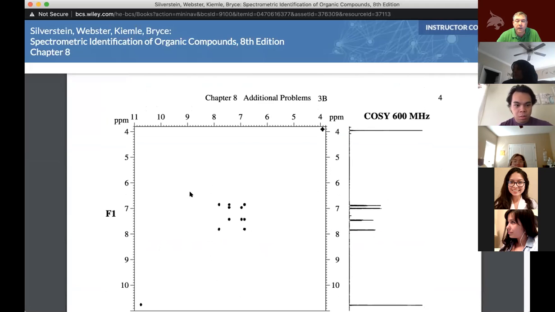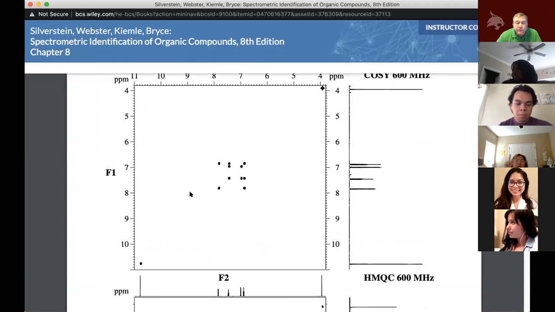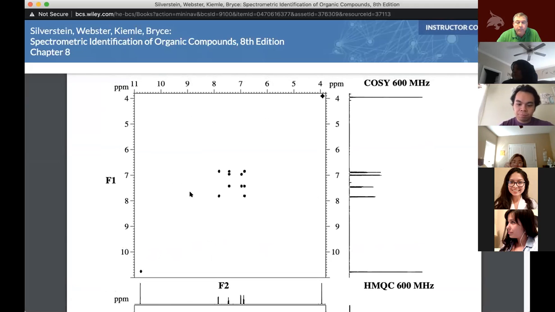Good. So let's see what we have. So we have a COSY NMR. So this is the hydrogen to itself. So first let's look at the two singlet groups right here. The one at 4 is not attached to anything else. So that's consistent with being a methoxy group. It's isolated by itself. This is consistent with being the carboxylic acid peak here.